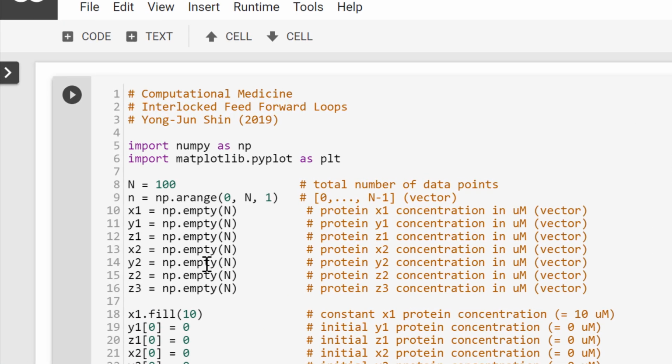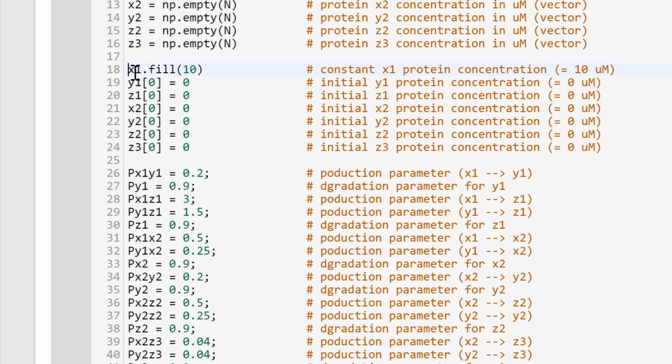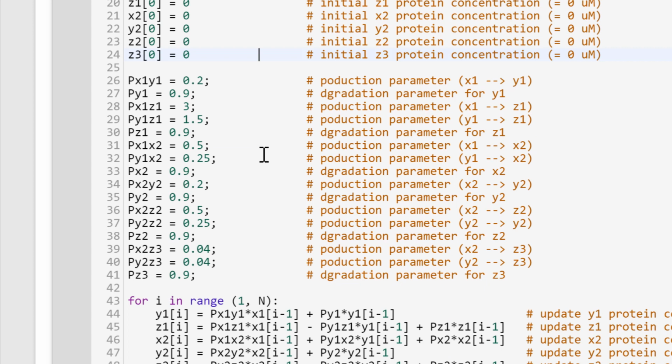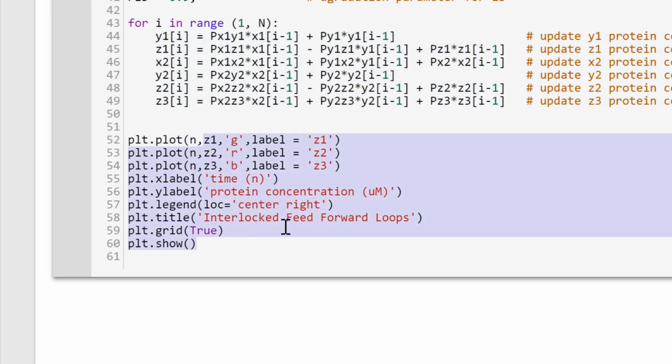Here we have the code for simulating interlocked feed-forward loops. We have these seven genes: x1, y1, z1, x2, y2, z2, z3. We assume x1 protein levels are constant, which is 10, and the initial value for other proteins is 0. We have the parameter values here, and the difference equations are shown here. These lines are just for plotting.